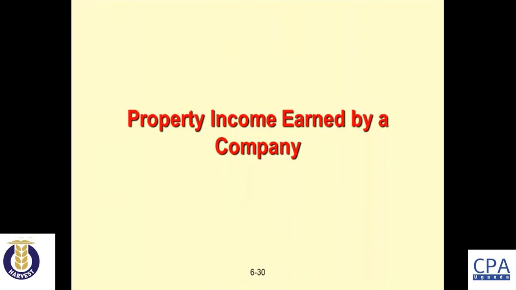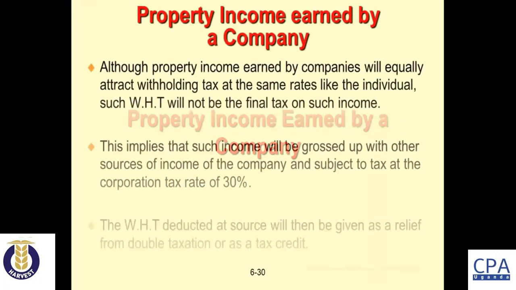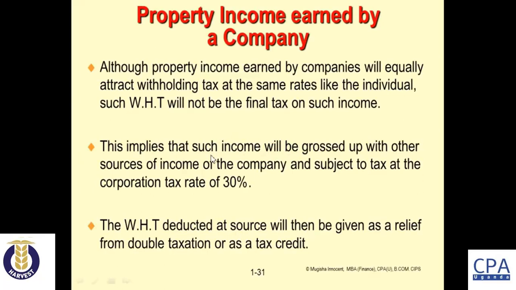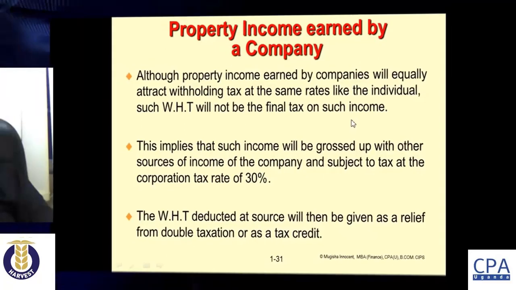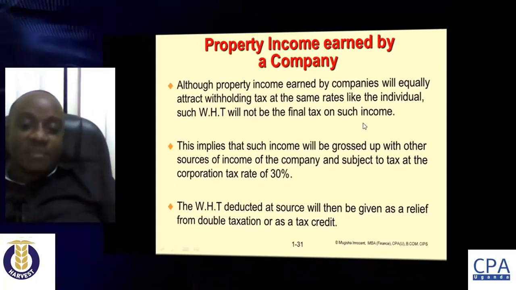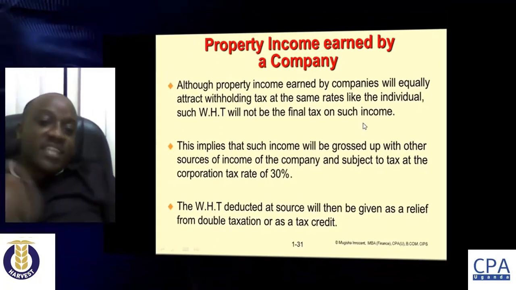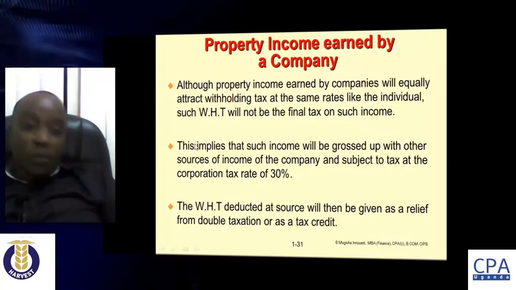We can move into the property income earned by a company. So here in bullet number 1, slide number 31, we are saying, although property income earned by companies will equally attract withholding tax at the same rate as the individual, such withholding tax will not be the final tax on such income. Interesting. So you're saying that for companies, it's not the final tax. We further subject that property income to corporation tax.